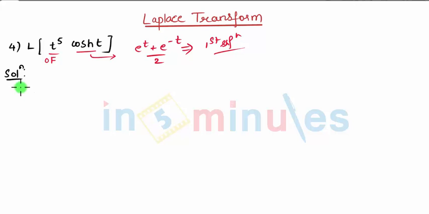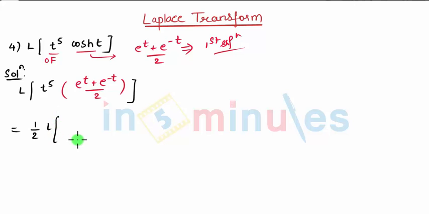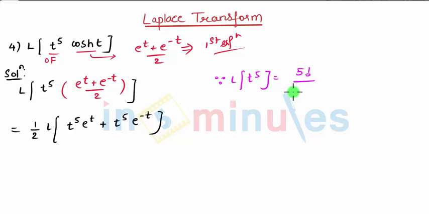So I say Laplace of t raised to 5, in place of cos hyperbolic t I just write e raised to t plus e raised to minus t divided by 2. Which changes to, I take 1 by 2 outside, Laplace of t raised to 5 e raised to t plus t raised to 5 e raised to minus t. We know Laplace of t raised to 5 is very easy: that is 5 factorial divided by s raised to 6. So now I take this as phi of s and apply the e raised to t and e raised to minus t effect on phi of s.